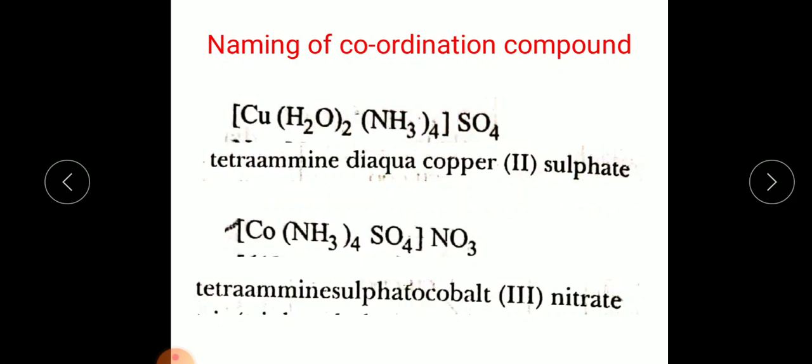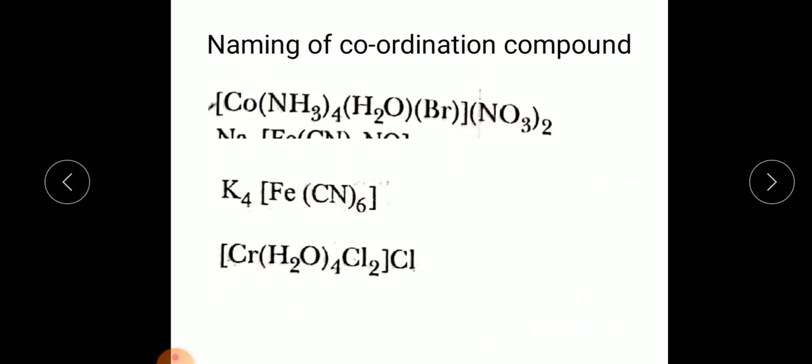Similarly, one more example. In this also, in a similar way, we have ammine and sulfato. Since ammine comes first, so 4, tetraammine, then sulfato, only 1, sulfato. This is cobalt, and the valency of this will be 3, because sulfate will have minus 2 and the nitrate outside carries minus 1. So call it cobalt(III) nitrate. This is how we'll write the IUPAC name. Okay, this is for your practice. You can write down the coordination name, the IUPAC name, for this.